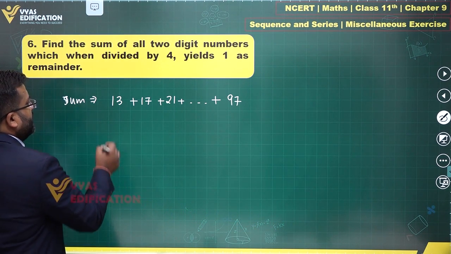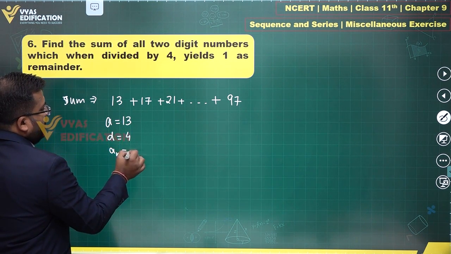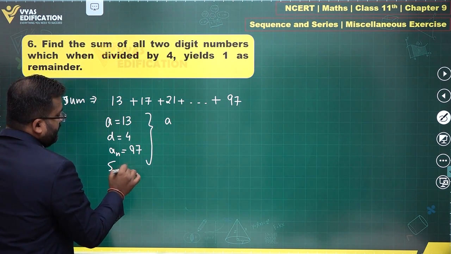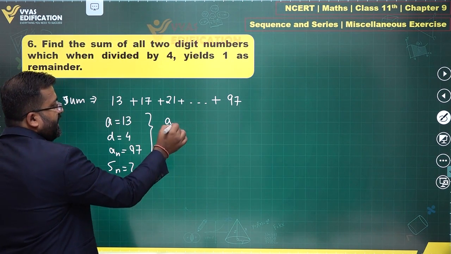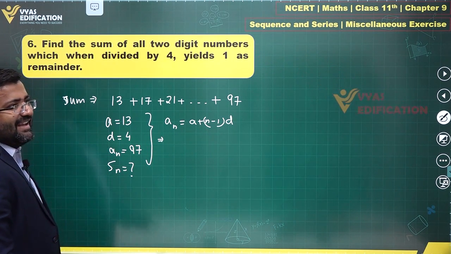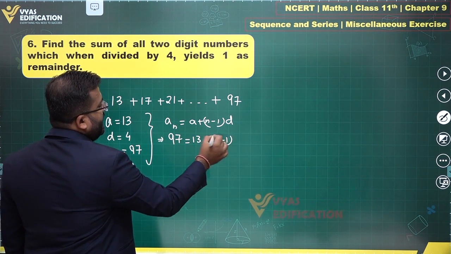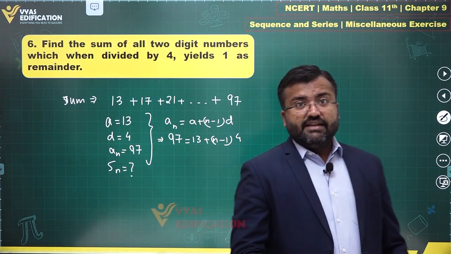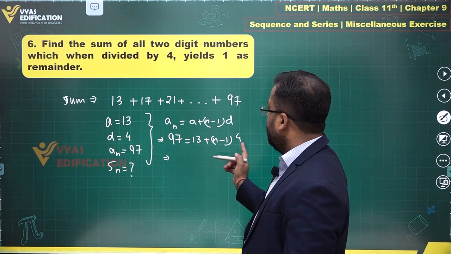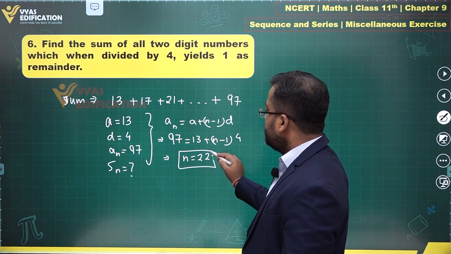This is an arithmetic progression for which A equals 13, D is equal to 4, An is equal to 97. Can we get the value of N? Yes. Sn is the question mark. N can be found by An, which is A plus N minus 1 times D. What does that tell me? An is 97, which is 13 plus N minus 1 times 4. Let's use this to get the value of N. 97 minus 13 will be 84, divided by 4 will be 21, so N will be 22. This tells me N will be 22.